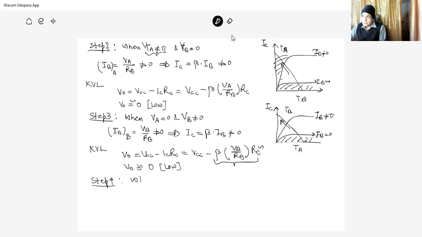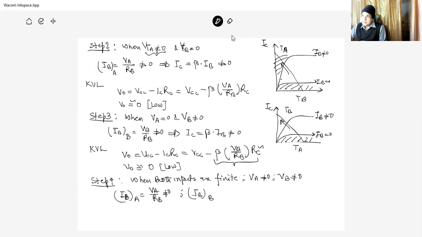And the final step, that is step 4. Step 4 says that when both inputs are finite, that is VA is not equal to 0 and VB is not equal to 0. Both are finite. So what happens? The base current IB across transistor A is VA upon RB, which is not equal to 0. And IB from transistor B is VB upon RB, which is again not equal to 0. Both are finite. So the IC will be the sum of these two currents across the base. So this IC is some finite value which is not equal to 0.